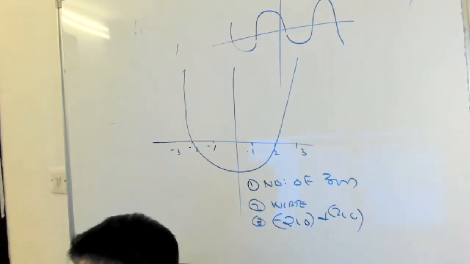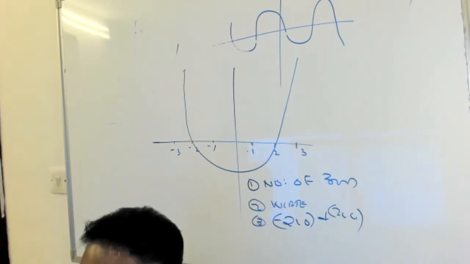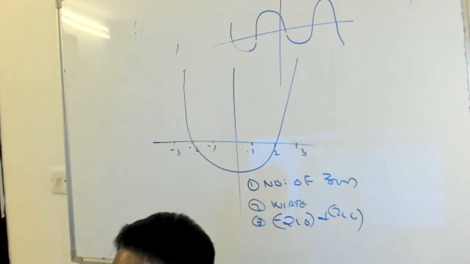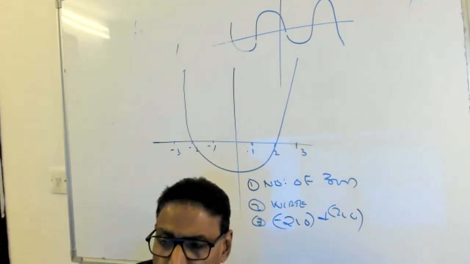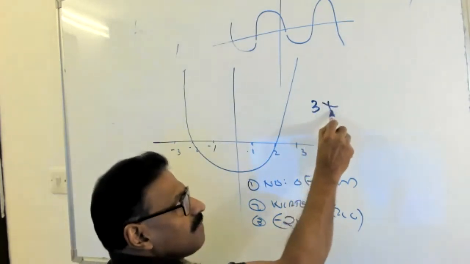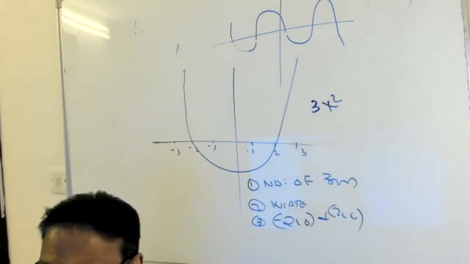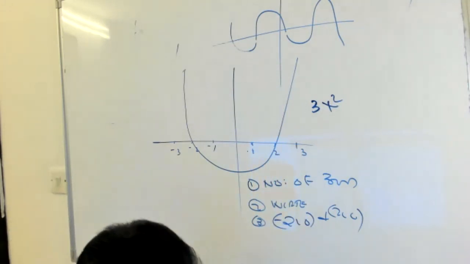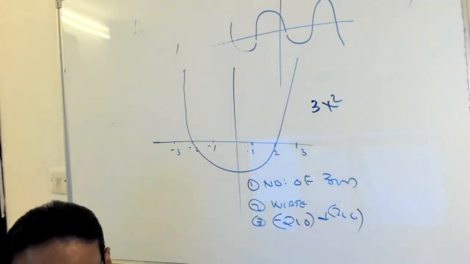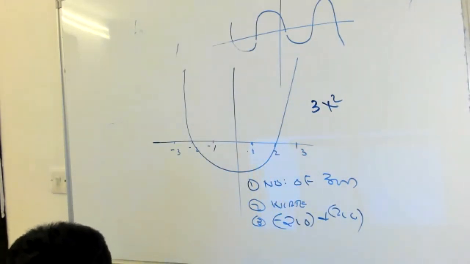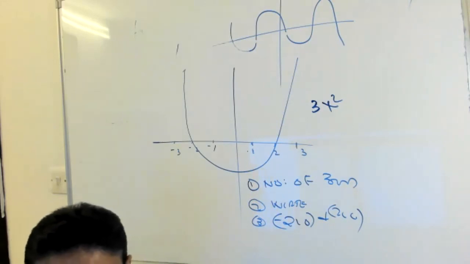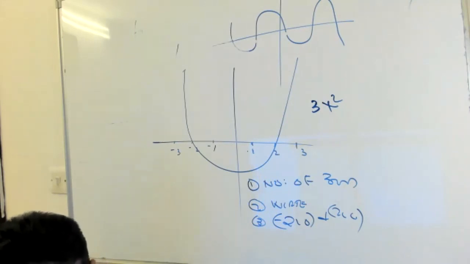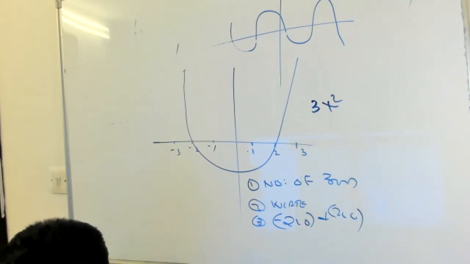If a is greater than 0, the parabola opens up. That means 3x square opens up, -3x square opens down. Clear now? Yes, sir. That is a very important point. If a is less than 0, the parabola opens down. If a is greater than 0, the parabola opens up. Example, -2x square is down, 2x square is up.